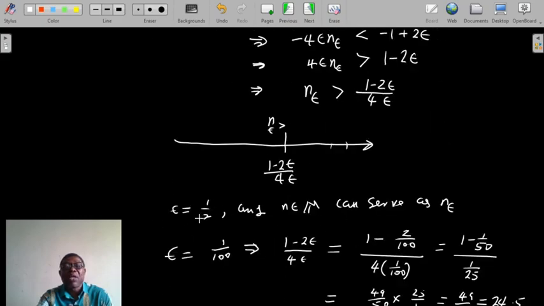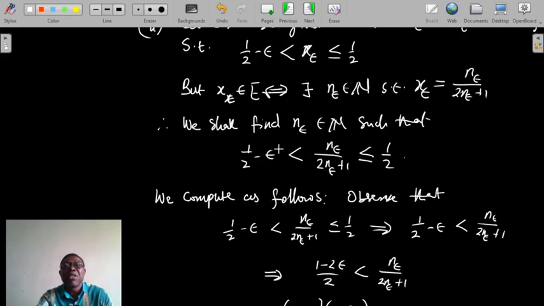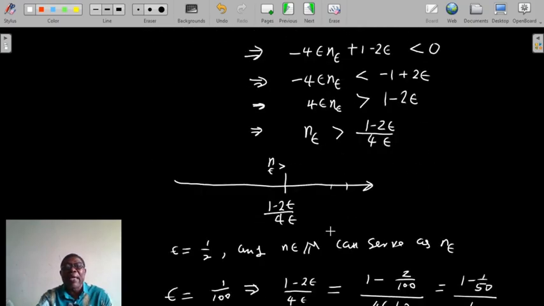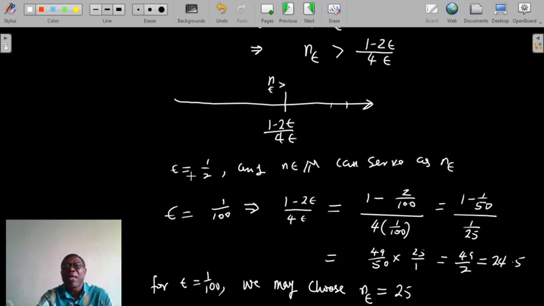And there's one other thing I would like to point out here. You remember when we took epsilon to be half, we got that any n in the set of natural numbers can serve as n epsilon. This came from the computation above, in the sense that when epsilon is half, half minus half is already 0. And since half minus half is 0, any natural number will satisfy n over 2n plus 1 greater than 0. So that is why we got it trivially true here when epsilon is half. Good.